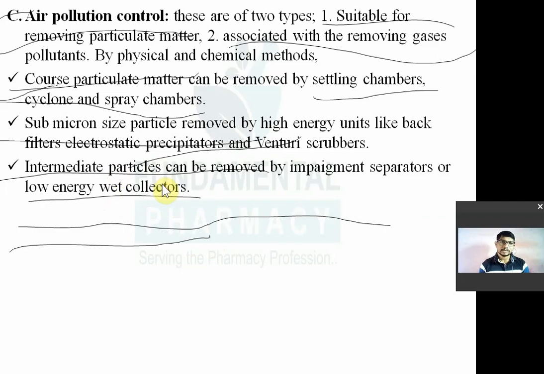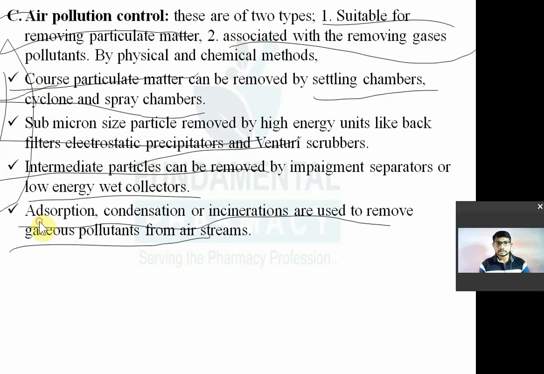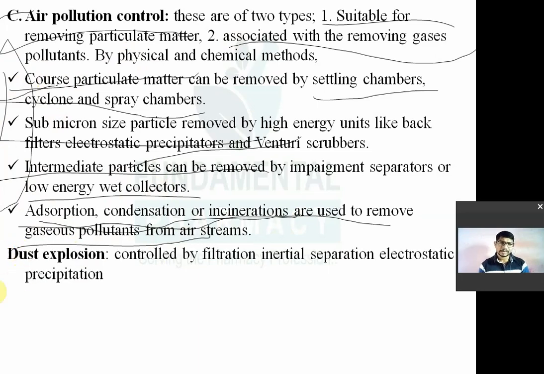ठीक है, अभी ये जो फर्स्ट तीन थे, these three measures are for solid particles. So अगर आपके एयर में सॉलिड पार्टिकल्स है तो उसमें ये काम, these are the measures. But if your air has toxic chemicals, then adsorption method, condensation or incineration methods can be used to remove the gaseous pollutants from airstream. Now dust explosion. Again, dust means solid particles in the air. So that can be controlled by either filtration, inertial separation, मतलब cyclone separator, and electrostatic precipitation like above.